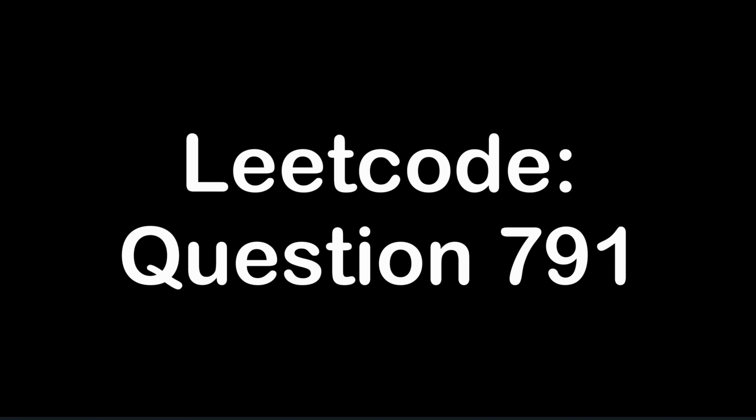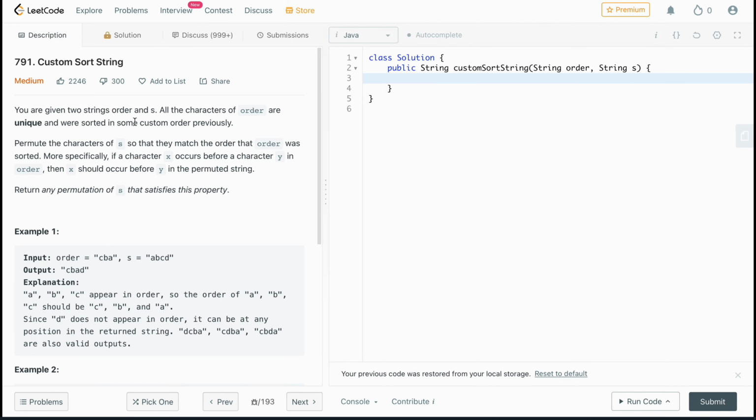Today we're going to be going over the Java solution for Leetcode 791, custom sort string. You are given two strings, order and s. All of the characters of order are unique and were sorted in some custom order previously. Permute the characters of s so that they match the order that order was sorted.